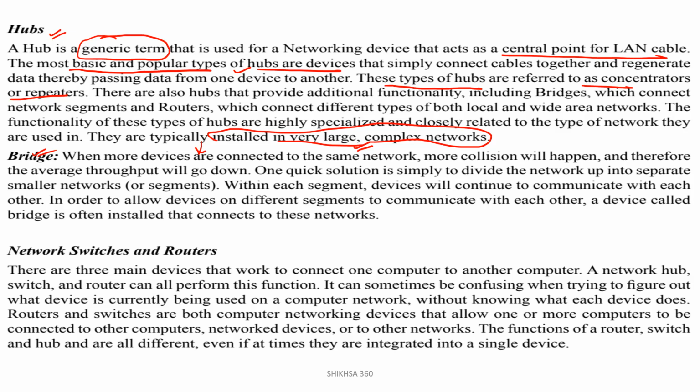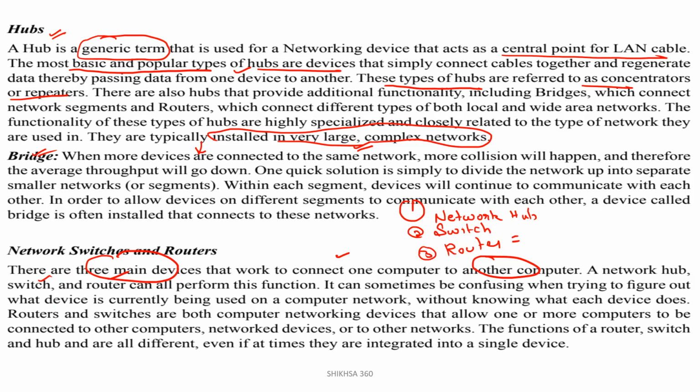Network switches and routers. There are three main devices that work to connect one computer to another computer. What are these three main devices? First one, that is the network hub. Second one, that is the switch. Third one, that is the router. Okay, the network hub, switch, and router can all perform this function.